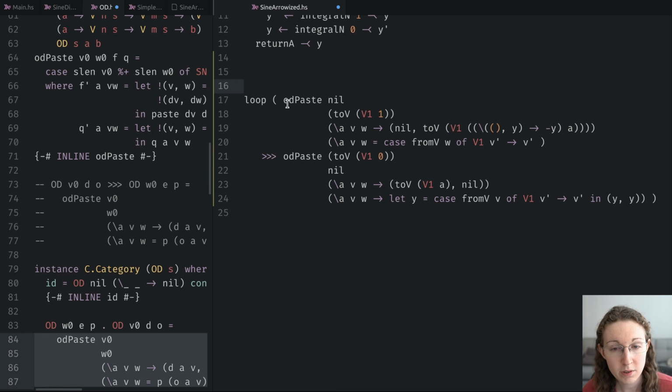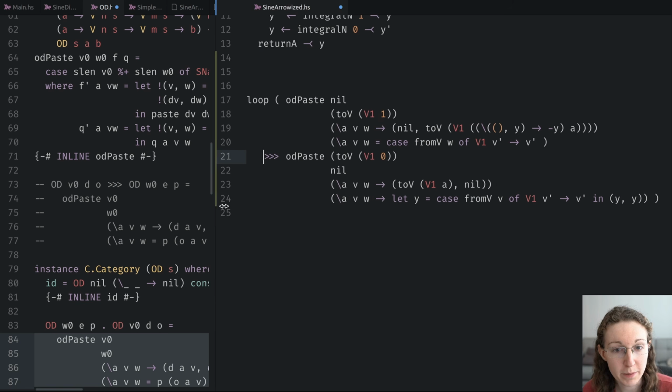All right, so I've gone ahead and inlined the composition operator into this first expression up here to get this. But I realize I don't want to do this one just yet, because I think it will be more visually useful to go ahead and inline OD paste first, because the way that things will work out, that's a little bit easier to do.